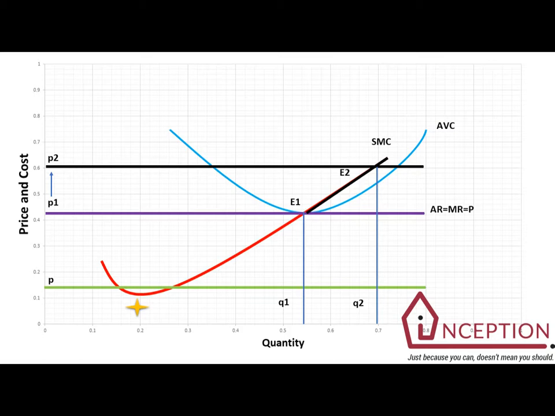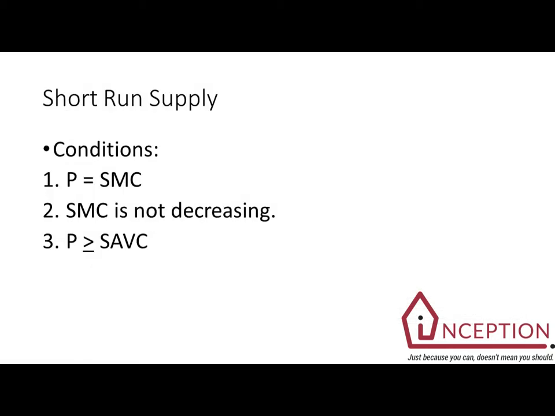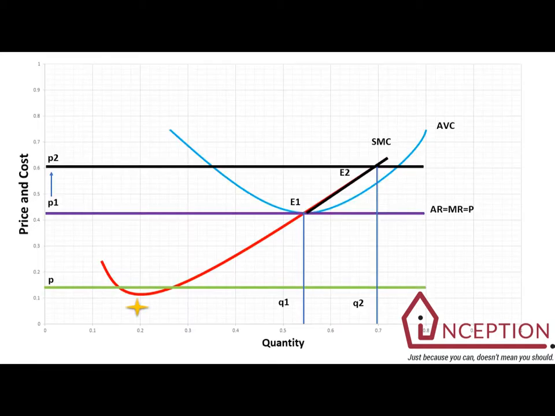Here, all the three conditions of short-run equilibrium are fulfilled. As stated a few seconds ago, price is equal to the short-run marginal cost. Short-run marginal cost is not decreasing. Price should be greater than the average variable cost. So what this means is, in the first part, let's understand. The price should be equal to the short-run marginal cost.